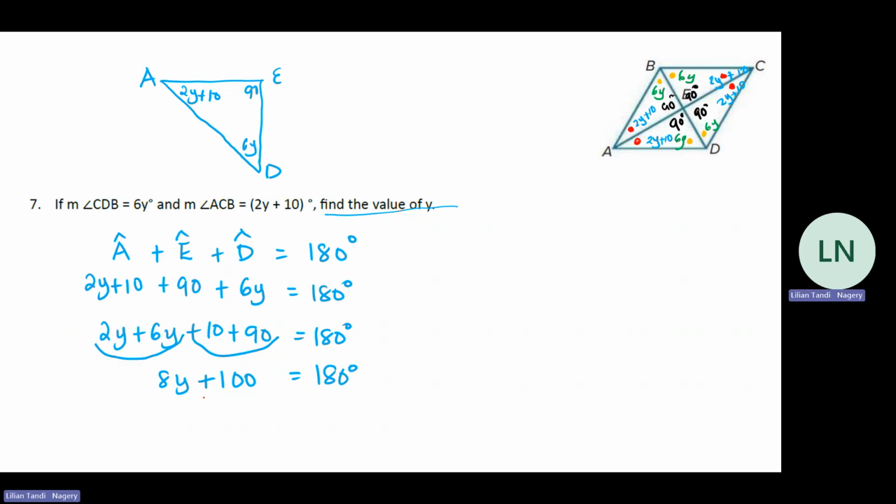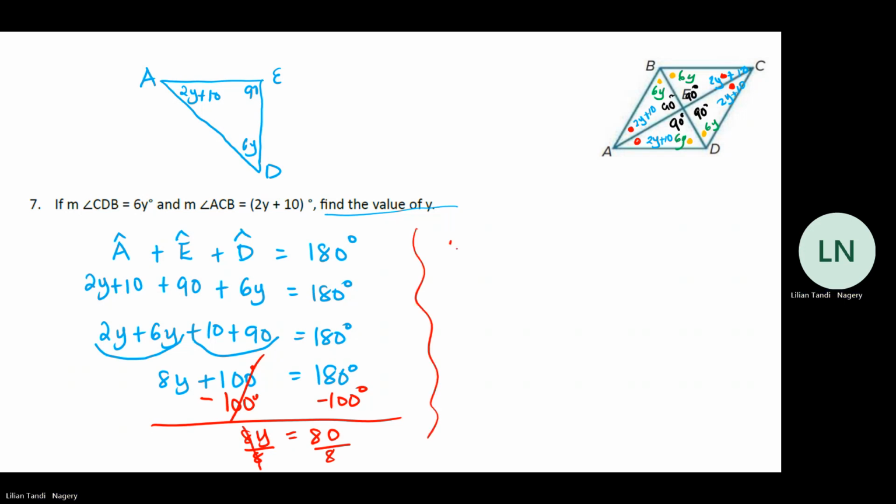Then what do we do? We subtract 100 on both sides. Okay, this goes away. Now you have 8y equals 80. You divide by 8 on both sides, y equals 10. And you box your answer. Okay.